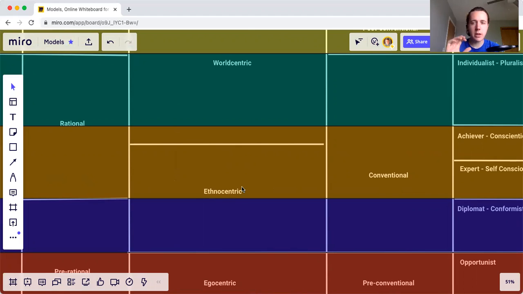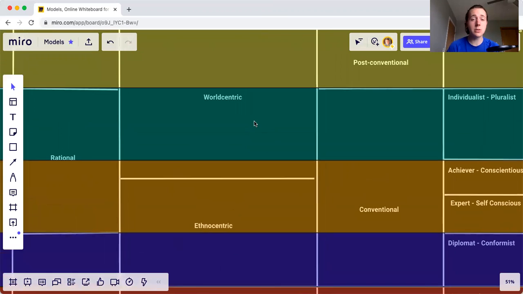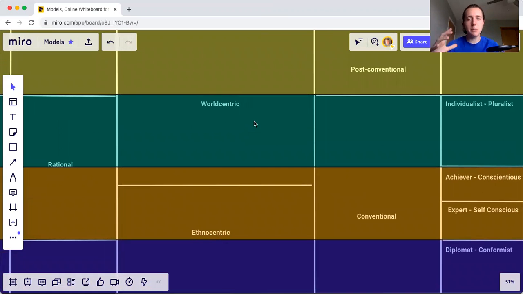So stage blue is very ethnocentric. It sees the world just through the lens of its in-group. It's not able to take the perspective of an out-group, right? It's us versus them. Stage orange tends to be a little bit us versus them, but as one moves higher into stage orange, one begins to develop the capacity to take the perspective of anyone in the world, to be truly world-centric, more multicultural.